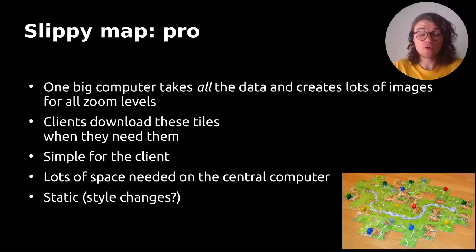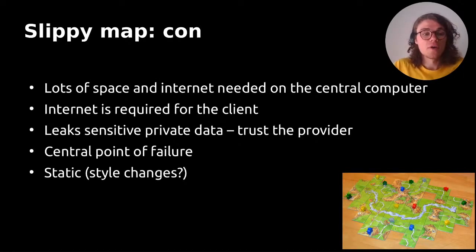What's the advantage of such a slippy map, as it's called? There's one server which has everything. It's quite lightweight and simple for the client, but it's pretty static, and you have one central point of failure. Another disadvantage is that by downloading the tiles, you tell the big tile provider, hey, someone here is interested in these tiles. So you leak some data to the central server, and also you need internet to have it working.